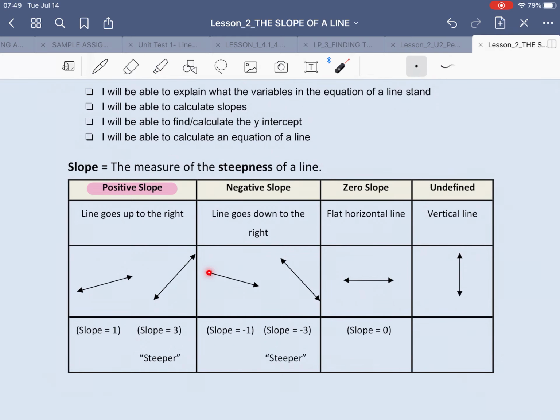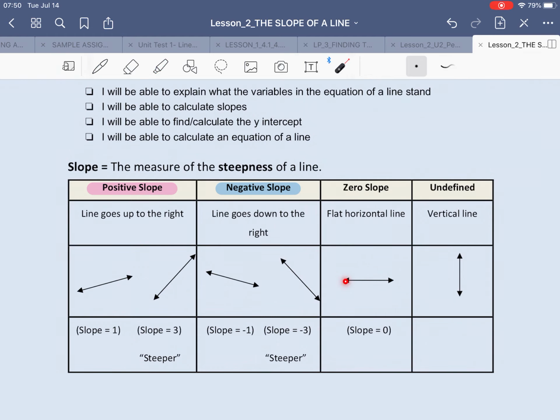In some lines, as we go from the left endpoint to the right endpoint, we notice that the lines go down. So they rise vertically in the negative or down direction. In this case, we say that the line has a negative slope.